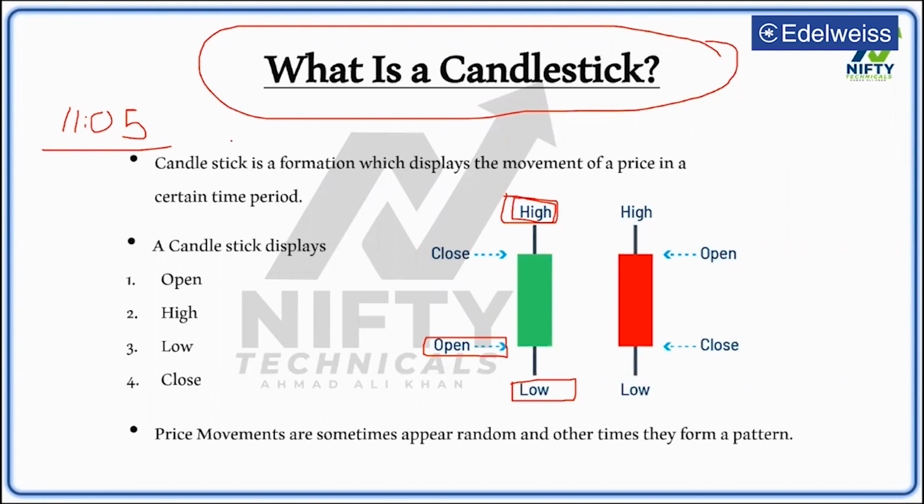And at 11:10, when the candle closes, what is the closing price? The candlestick will only note these four things: open, low, high, and close. Not five things, not three things, these four things.